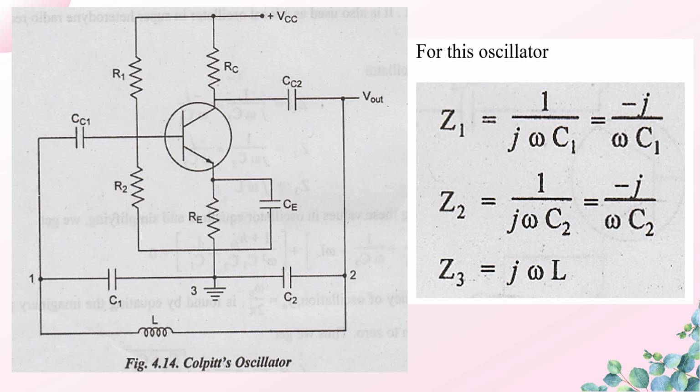Now let us take the impedance Z1 as the impedance across capacitor C1, which is represented as 1 by j omega C1, and 1 by j can be written as minus j. So it is minus j by omega C1. And Z2 is the impedance across capacitor C2, which is equal to 1 by j omega C2, which is equal to minus j by omega C2. And Z3 is the impedance across inductor L, which is equal to j omega L.